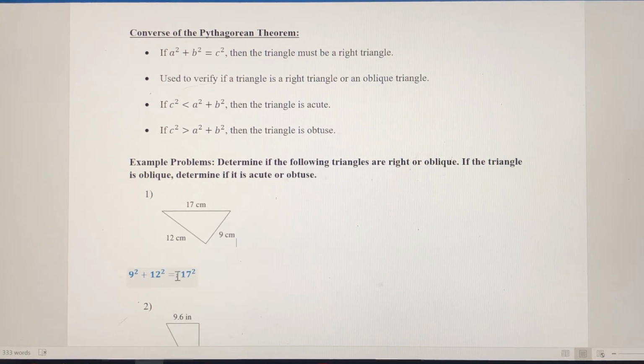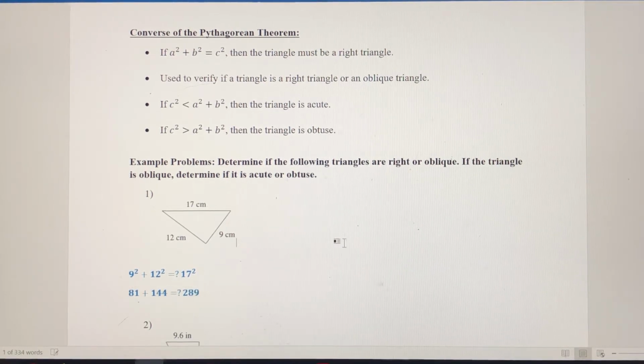This symbol here means we don't know if it's equal. That's what we're trying to determine. Usually the little question mark goes above the equal sign, but I couldn't put that into this document, so I just put the question mark after the equal sign. All that means is we're questioning whether or not these two sides are equal.